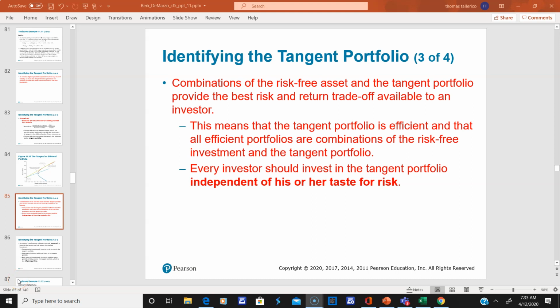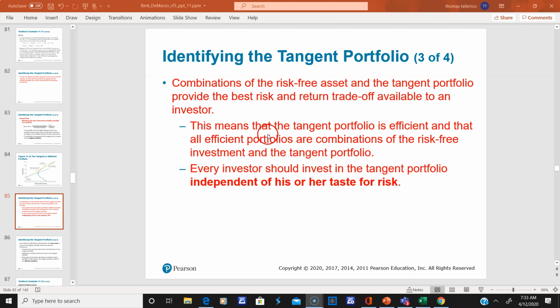So, getting back to this whole efficient frontier thing. Here's the gist of everything we talked about. Combinations of the risk-free asset and the tangent portfolio provide the best risk and return trade-off available to an investor. These are the terms you have to know.